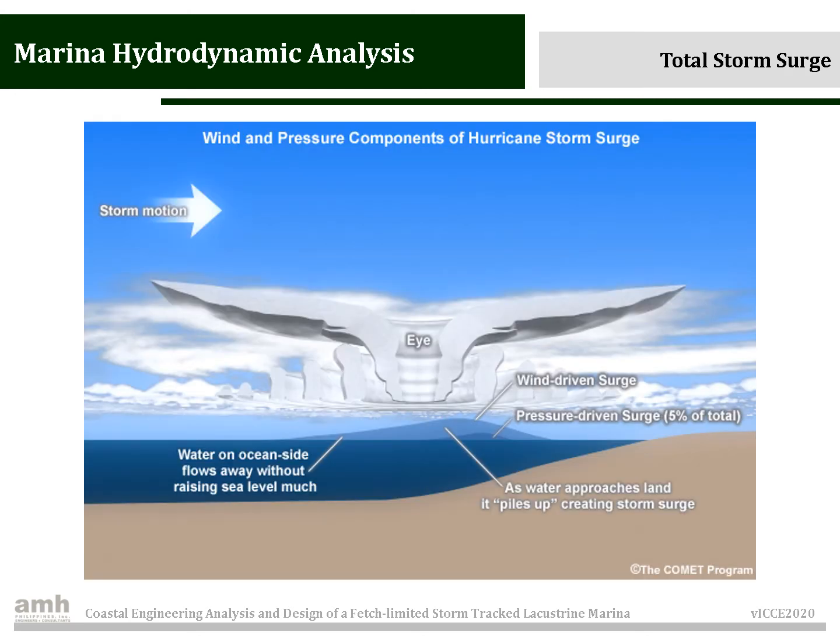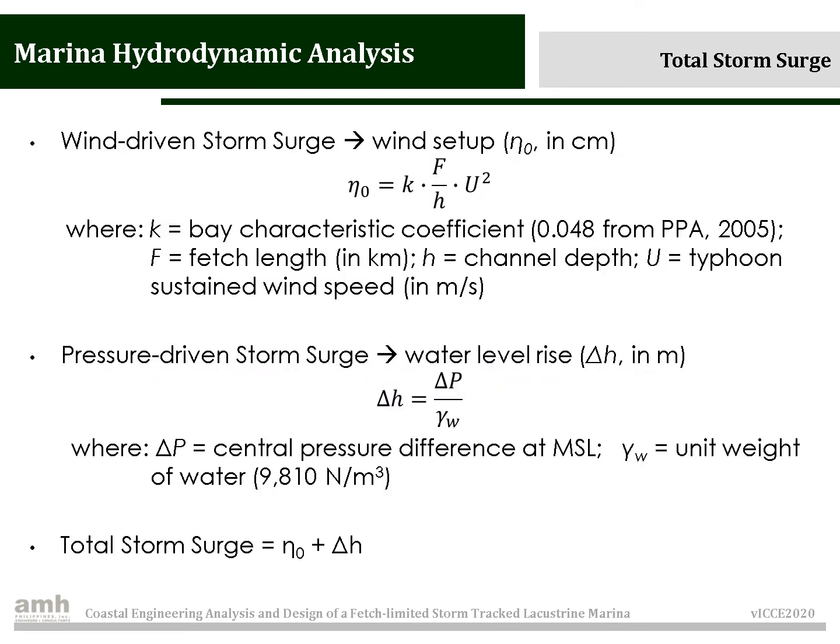In this figure from the National Oceanic and Atmospheric Administration, you can see that for typhoons occurring in large bodies of water, the storm surge component is predominantly composed of wind-driven surge, while pressure-driven surge only accounts for 5% of the total. Due to the lack of bathymetric data for Caliraya Lake, we were not able to conduct numerical simulations of typhoons, but instead we used the following equations for wind and pressure-driven surge.